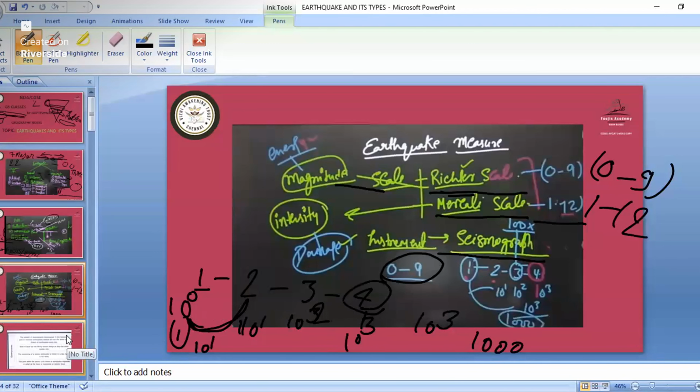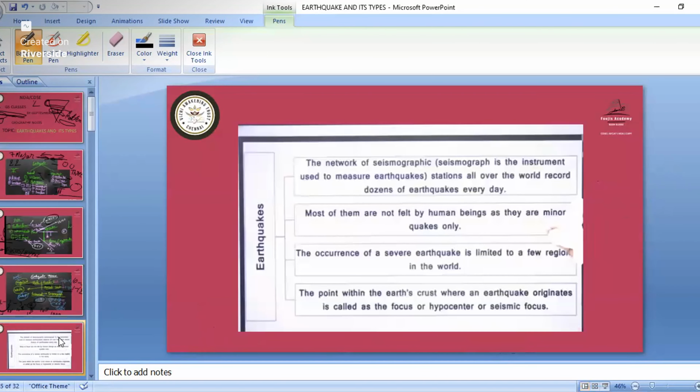So by the Richter scale we measure the magnitude, and by the Mercalli scale we measure the intensity of the earthquake. Now, the network of seismographs. The seismograph is an instrument used to measure earthquakes. The network of seismograph stations all over the world records dozens of earthquakes every day. But they are not that damaging, and do not have that much magnitude, like 10 to the power 1 or 10 to the power 2. So it is normal. Most of them are not felt by human beings as they are minor quakes only.